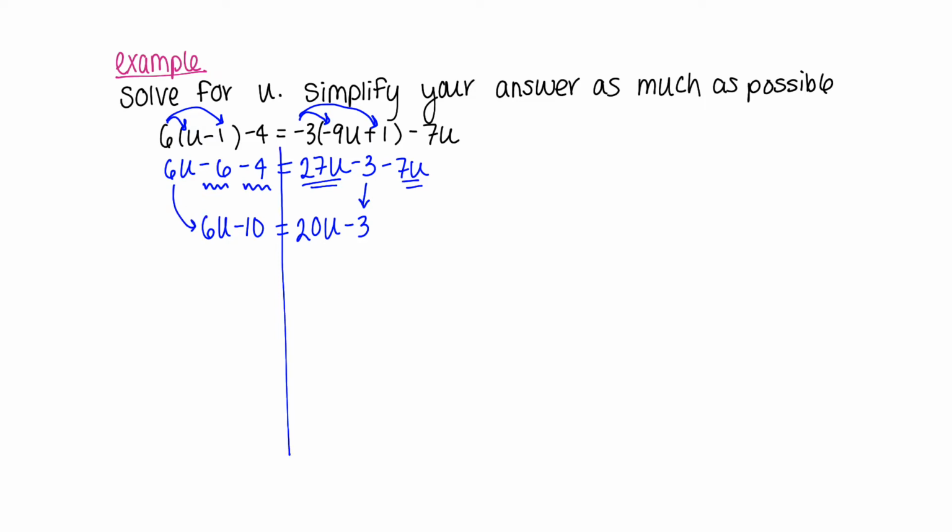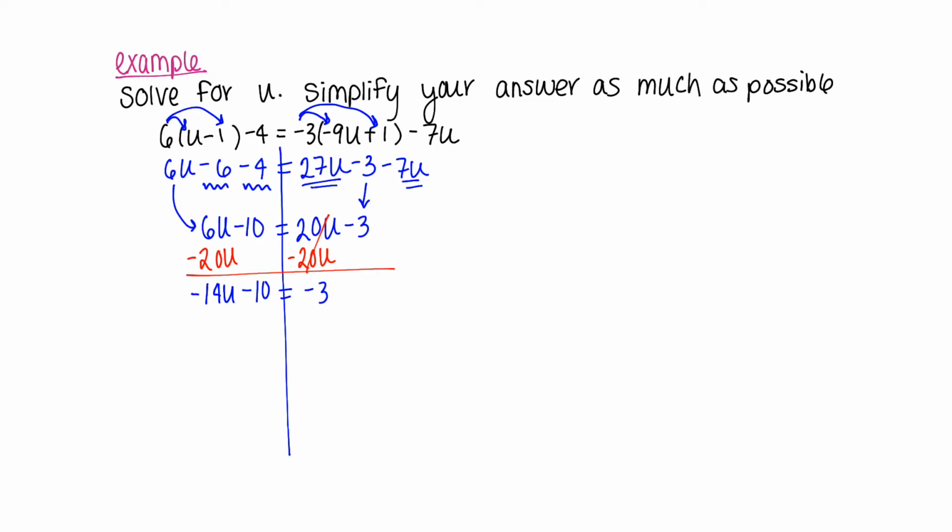I'm going to put my u's on the left-hand side. You can put your u's anywhere. I'm just choosing the left-hand side because that's most conventional. So I'm going to subtract 20u on both sides. That will cancel these 20u's. 6u minus 20u is negative 14u. The minus 10 will come straight down, and all that's left on the right-hand side is negative 3.